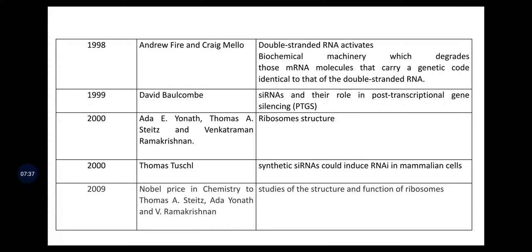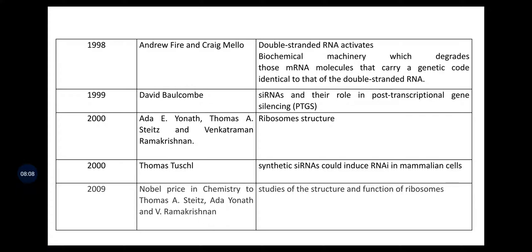In 1999, David Baulcombe discovered siRNA and their role in post-transcriptional gene silencing. The process is shortly called PTGS. In the year 2000, Ada Yonath, Thomas Steitz and Venkatraman Ramakrishnan worked on ribosome structure, and for their contribution they got the 2009 Nobel Prize for studying the structure and functions of the ribosome.